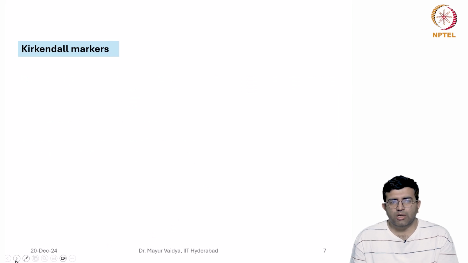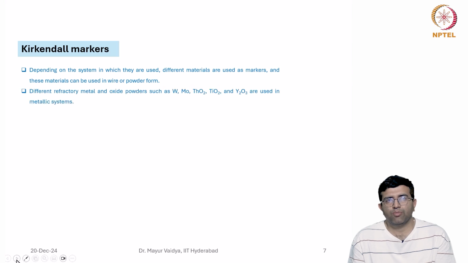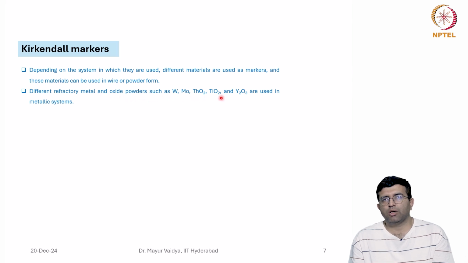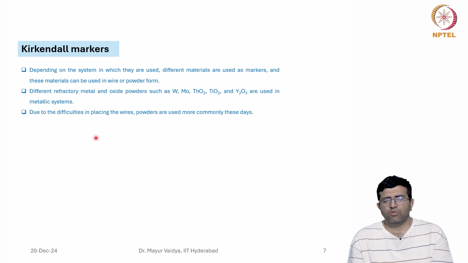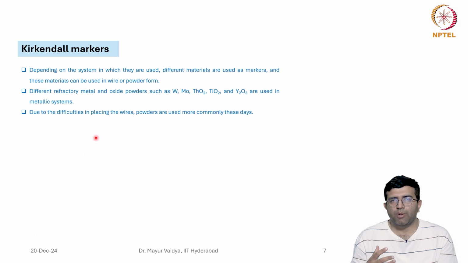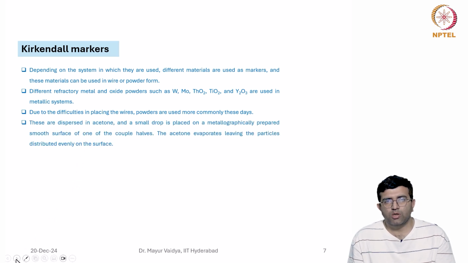So, what are these markers? Kirkendall used molybdenum wires as the markers. But depending on the system, people can use wires or powders. Different refractory metal and oxide powders such as tungsten, molybdenum, thorium, titanium oxide and Y2O3 are used in metallic systems. Due to the difficulty in placing wires, powders are most commonly used nowadays. Wires are a little bit difficult to handle.